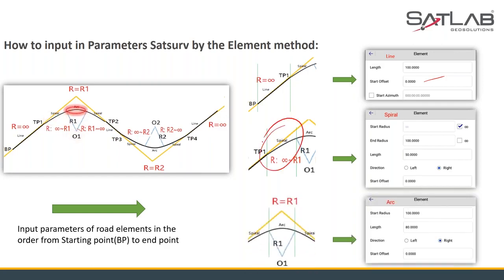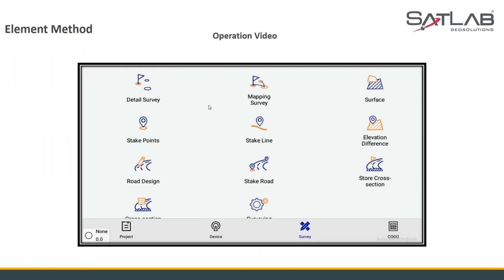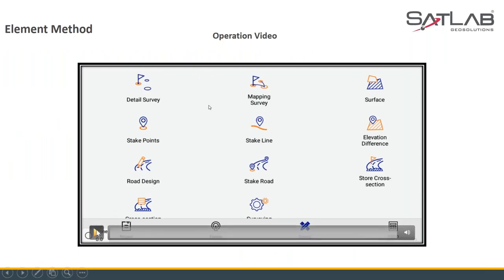Let's see. So input the parameters of road element in order from the starting point, that is the BP, the beginning point. I am giving the beginning point as 000. After then, I'm giving the length of the line, that is 100 meters, offset will be zero. And if I'm giving the offset over here, there will be another line like this. Okay, understood. All right, so after then, there is a spiral here. Then there is an arc over here. Or my parameters that I can set.